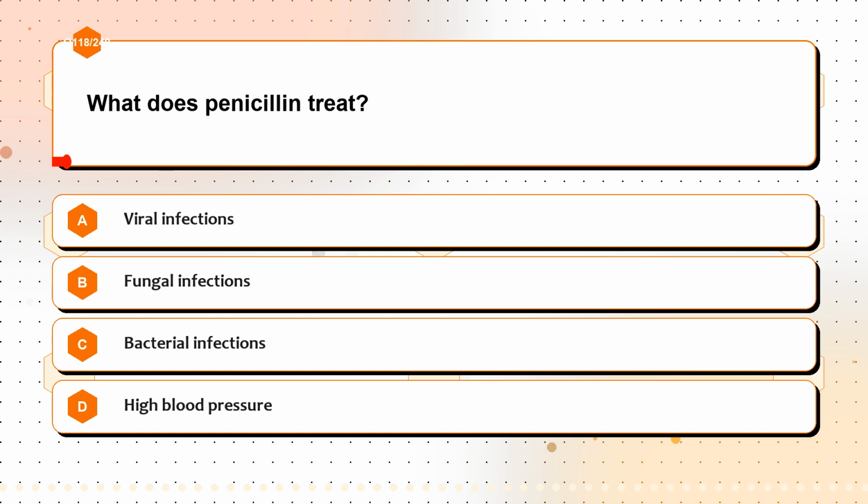Question 118. What does penicillin treat? Here are the options. Option A, viral infections. Option B, fungal infections. Option C, bacterial infections. Option D, high blood pressure.